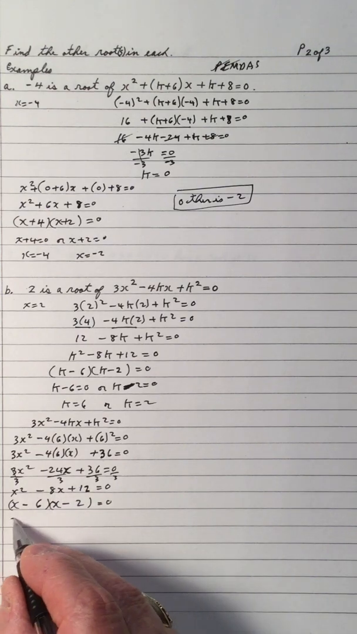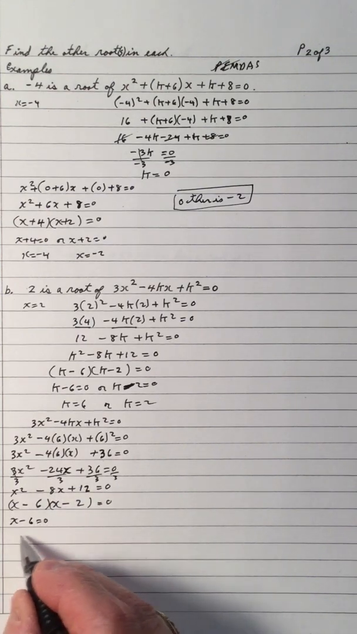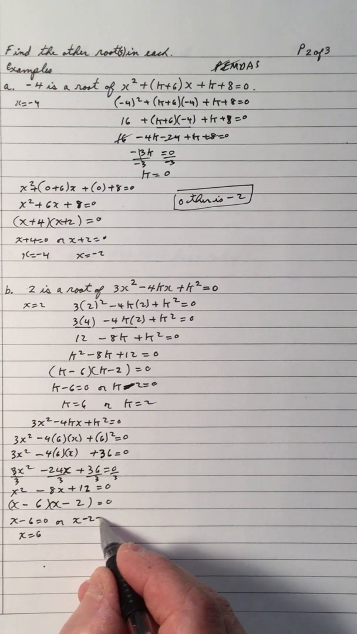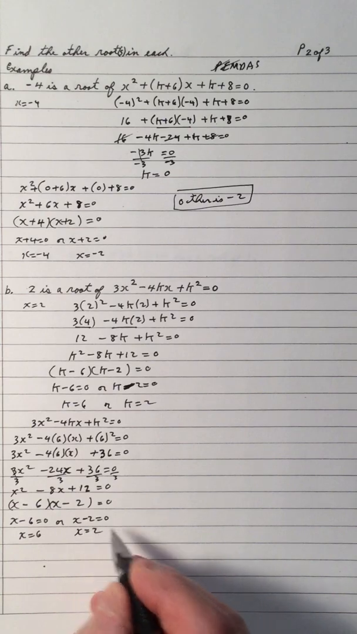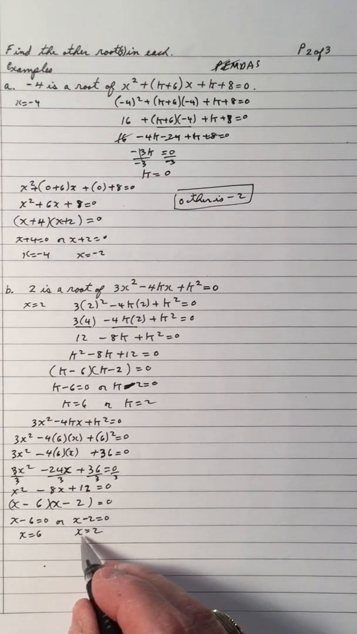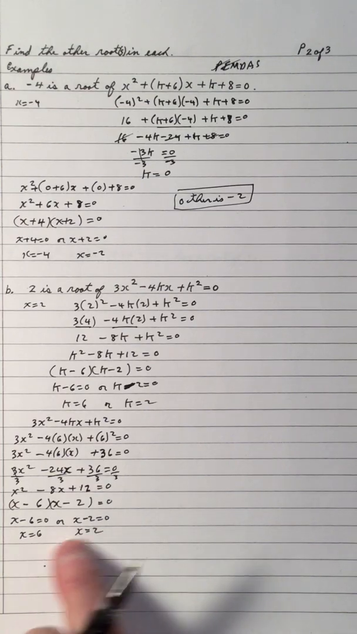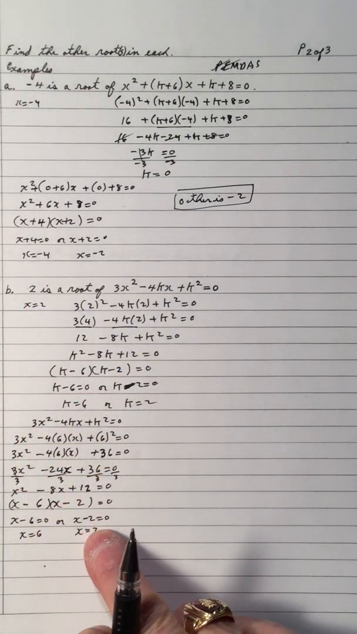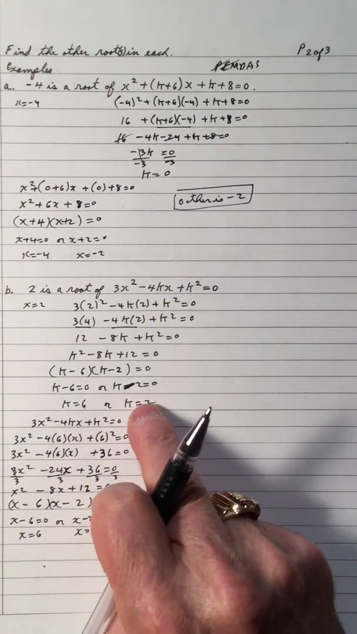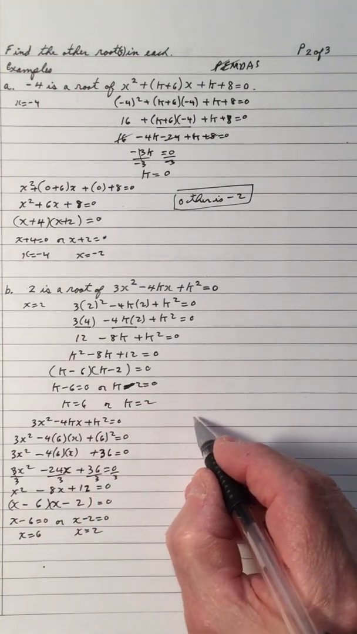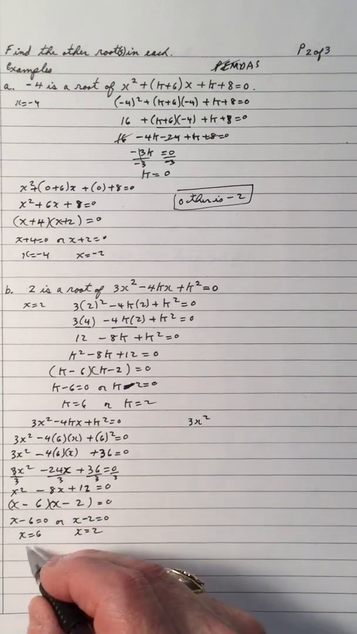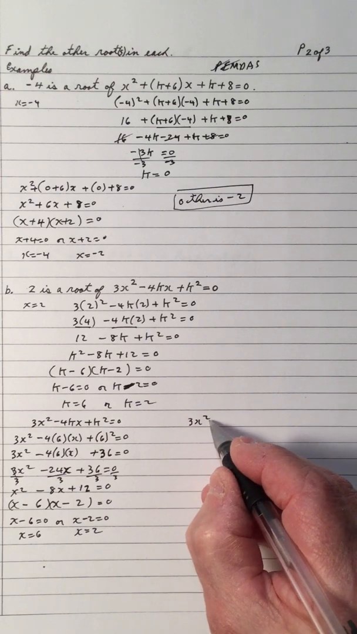So x minus 6 equals 0, so x is 6. Or x minus 2 equals 0, so x is 2. So notice, I got 2 as a root. 2 is a root right here. So what's the other root? 6. But what about k equals 2? So let's try k equals 2 here and see what happens. See if we'll get the 6 or get another answer.